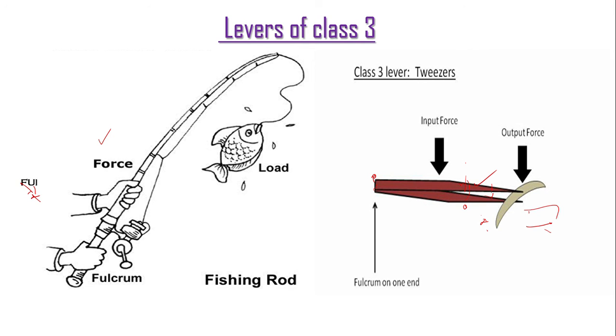So whenever the effort is in the center, a fish rod, effort has been applied on this hand, this is to support it fulcrum, and this is your load. So this is a lever of class 3. Alright, we'll stop over there. Thank you.